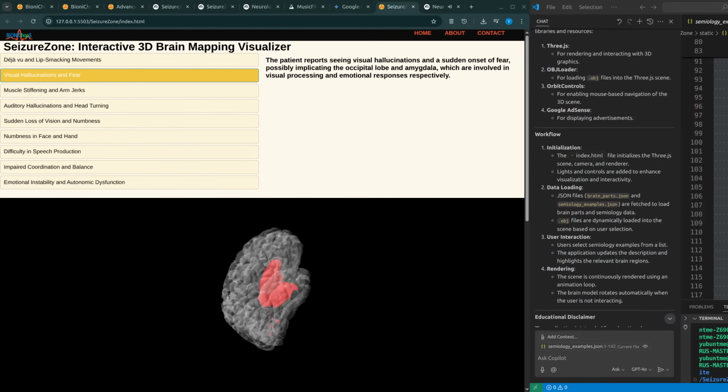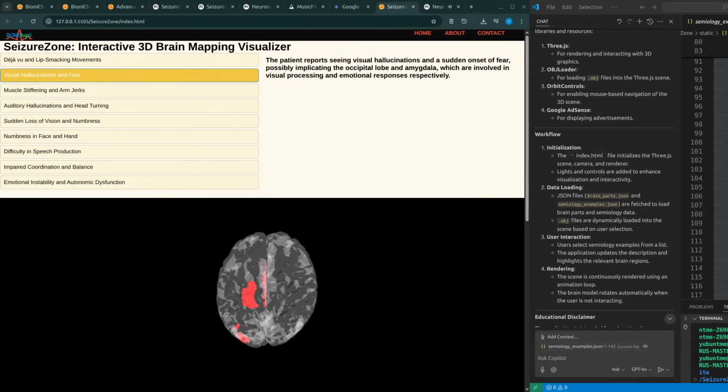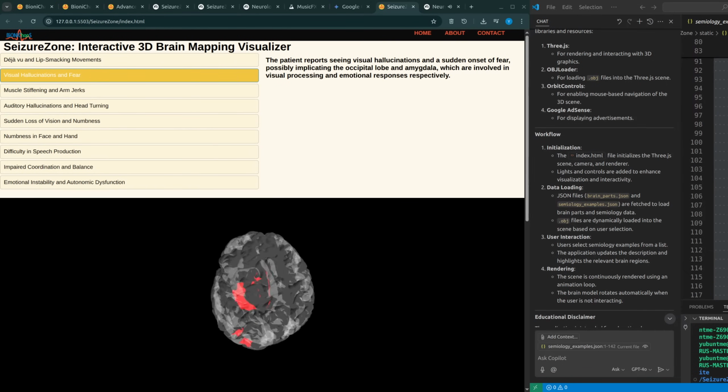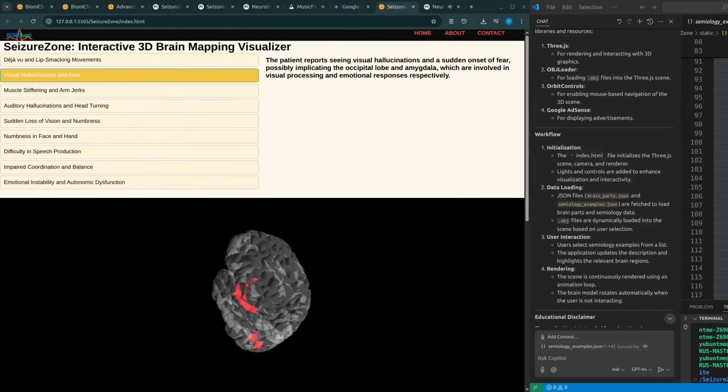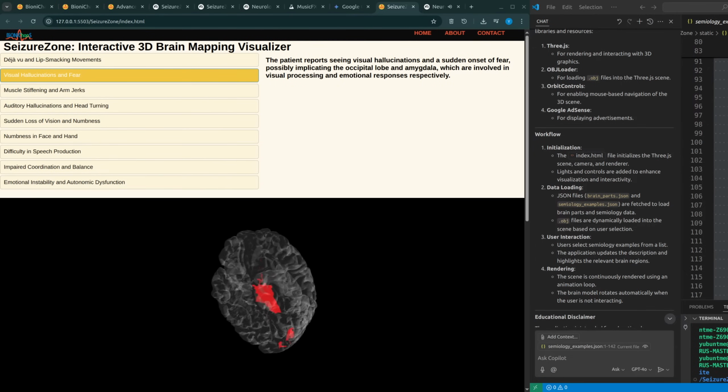Seeing something terrifying that isn't real while also feeling absolutely gripped by inexplicable fear. It's a nasty combo born from specific brain spots misfiring together. Yikes. Okay. Seeing scary things, feeling terrified. Occipital lobe, amygdala. Got it.